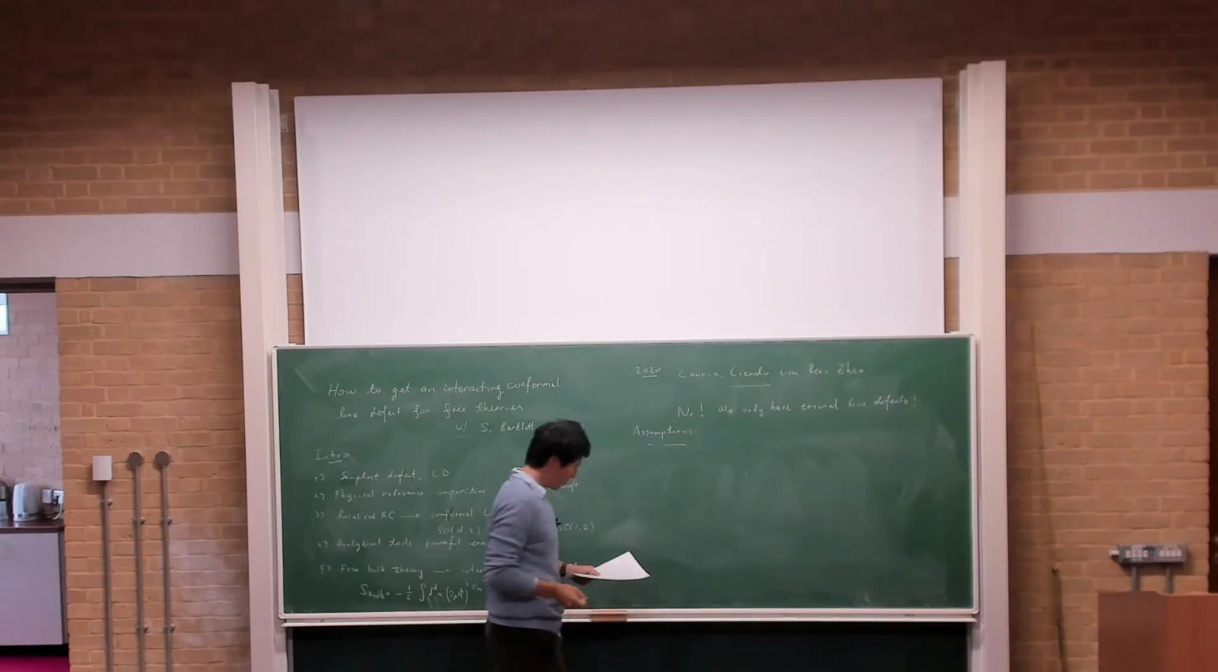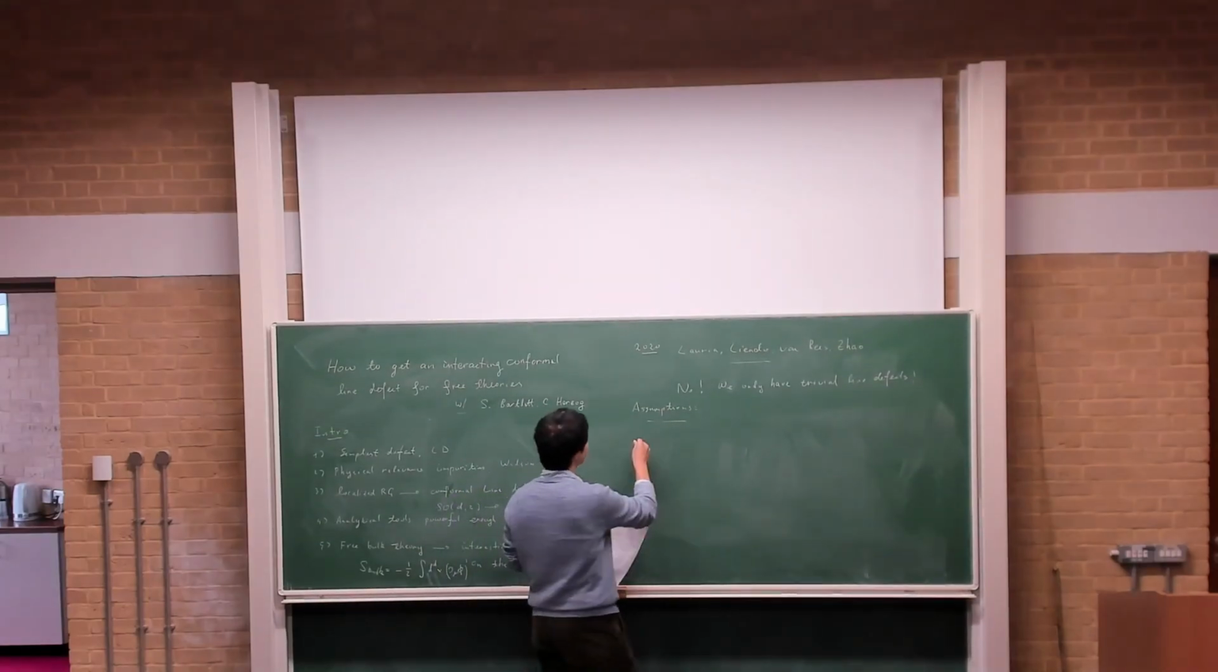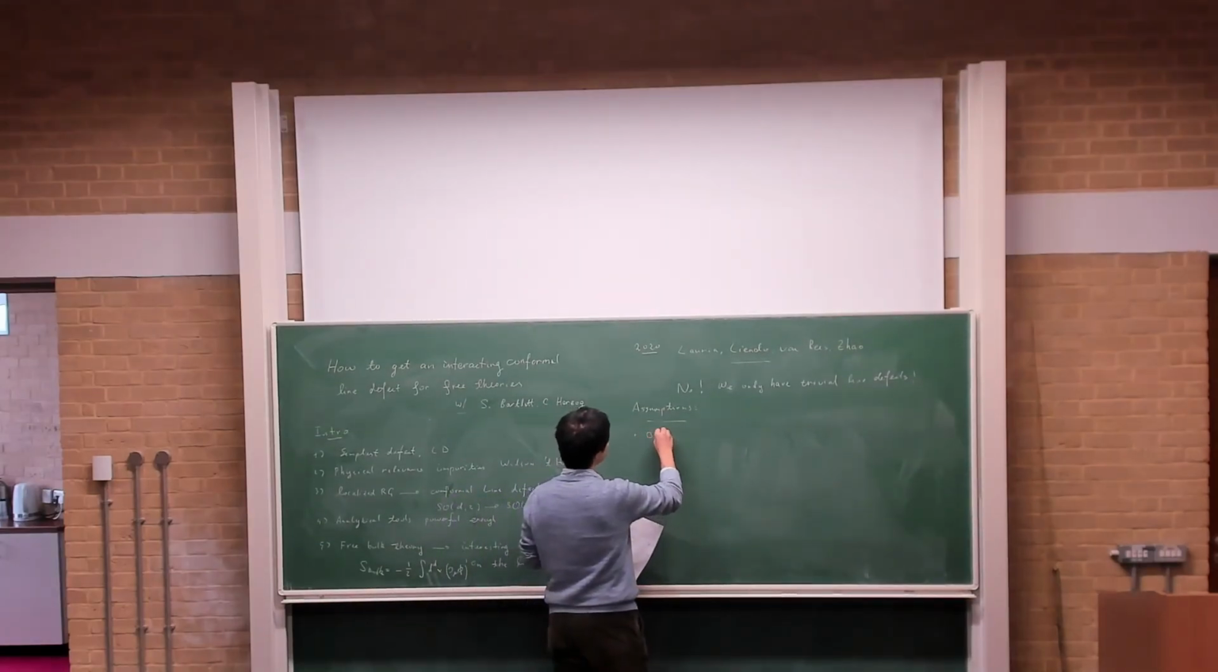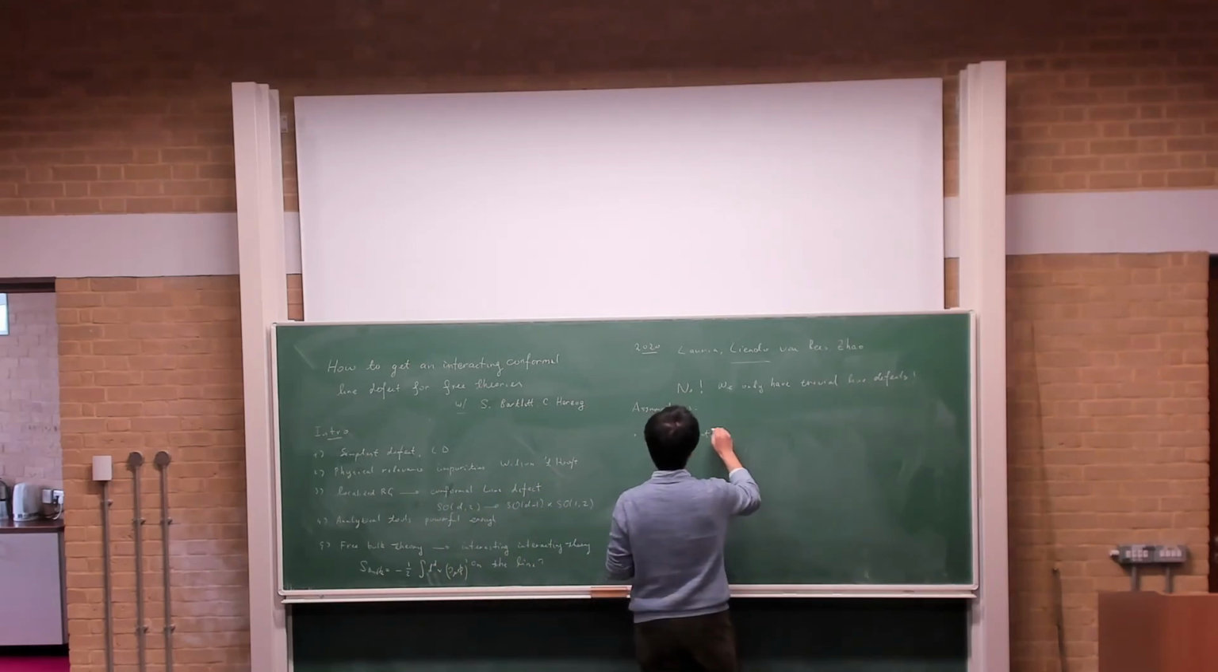They have the following three assumptions, or there are two that concern us most. The first one is that they assume that the scalar equation of motion also holds at the correlation level.